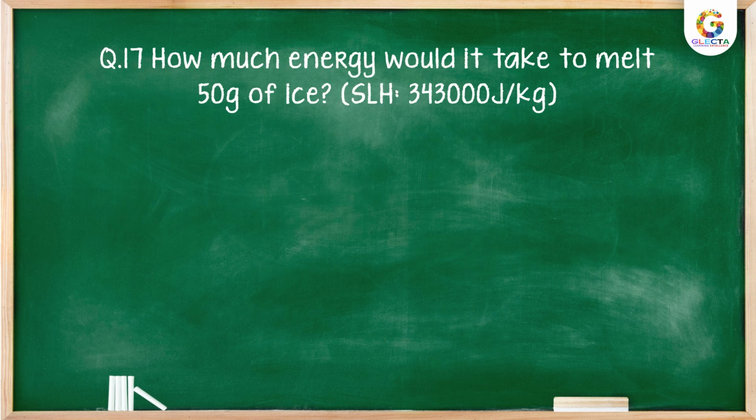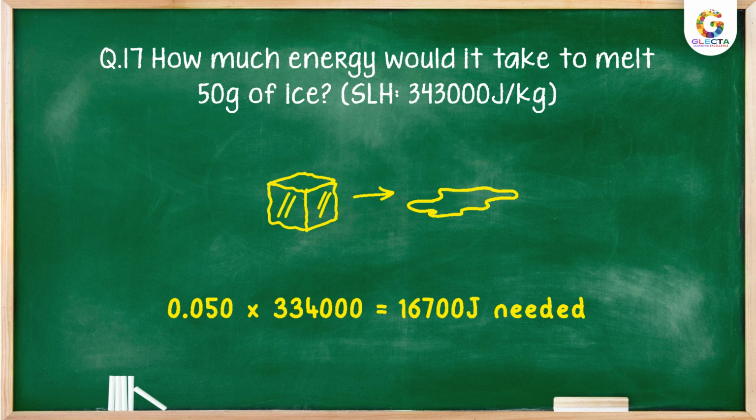Question 17. How much energy would it take to melt 50 grams of ice? We use the specific latent heat equation. E or delta E equals ml, energy or heat equals mass in kilograms times the specific latent heat, so that's 0.05 kilograms times 334,000 joules per kilogram. That means we'd need 16,700 joules of energy to do this.